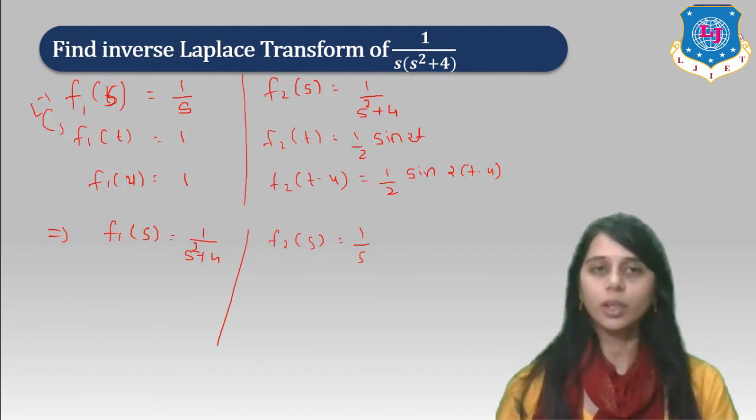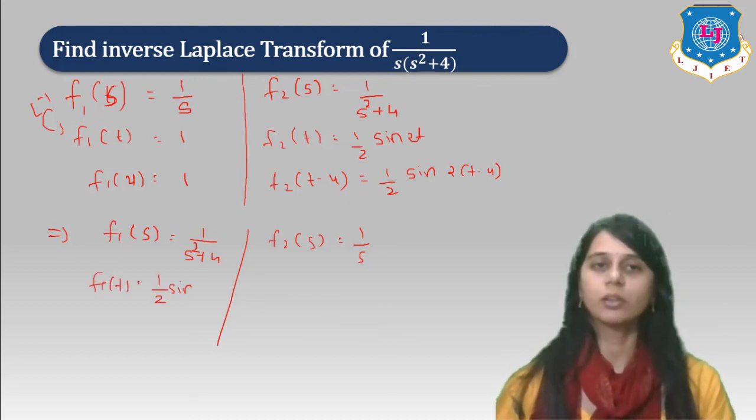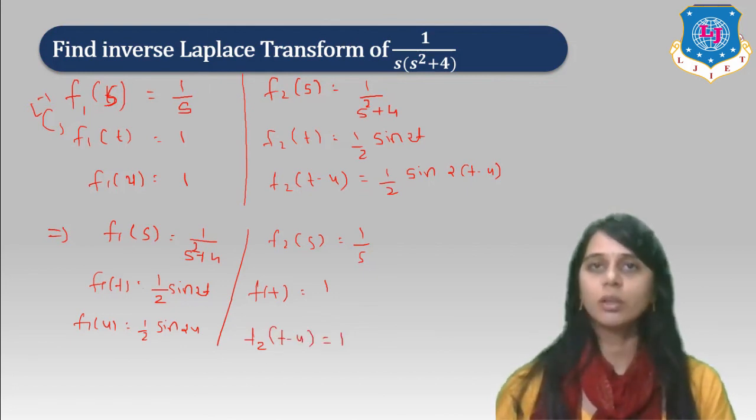If you take F1(s) equal to 1 upon s square plus 4 and F2(s) equal to 1 upon s, then it is also solvable by this form. So what is f1(t) here? f1(t) is 1 upon 2 sin 2t. Here f2(t) is 1. So f1(u) is 1 upon 2 sin 2u and f2(t minus u) is 1. So it is easy to solve.